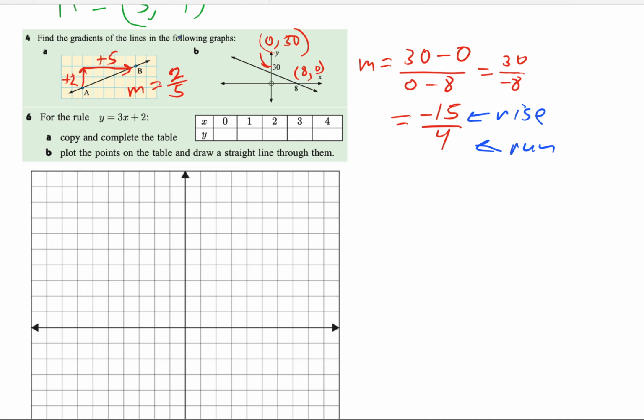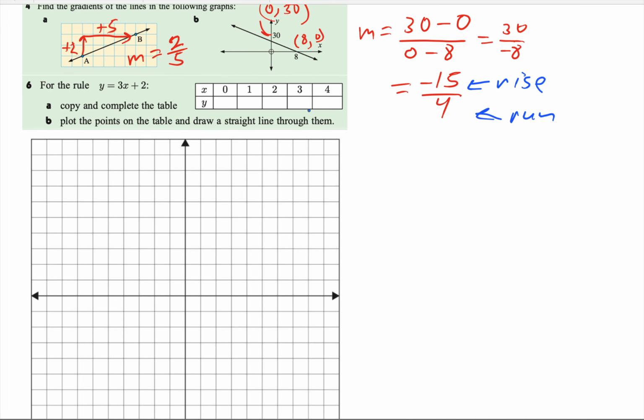Okay, we've got this equation here. We can fill in this table of values. I prefer actually some negative numbers, so I would go negative 2, negative 1, 0 for the x values, but they got these values here. And to fill it out, well, you can just do stuff like y equals 3 times 0 plus 2, which is 2. y equals 3 times 1, we're just substituting in the x value.